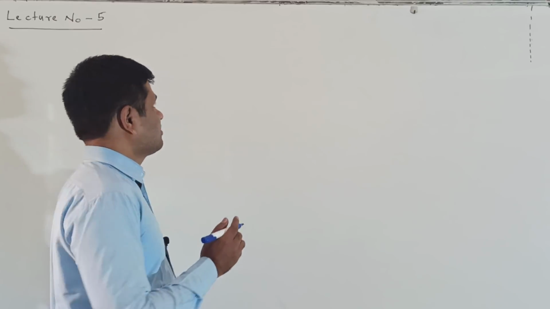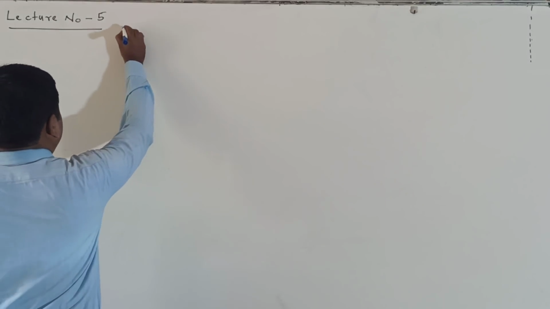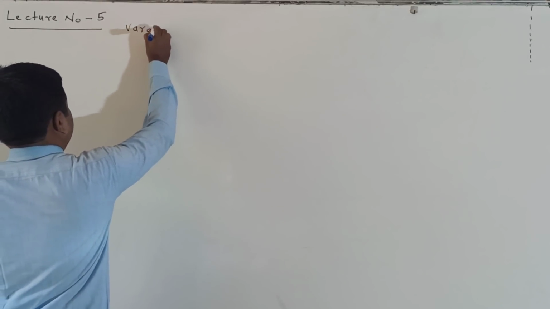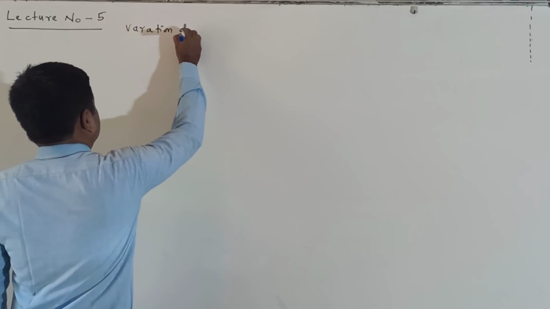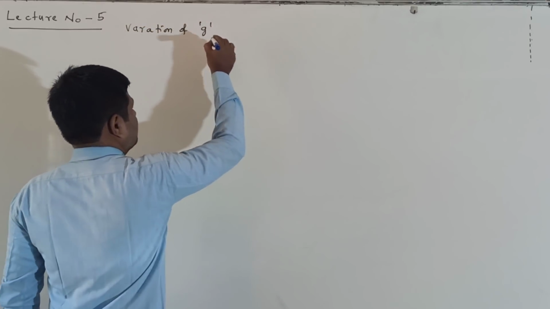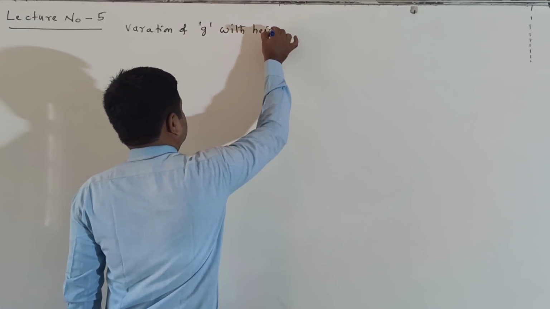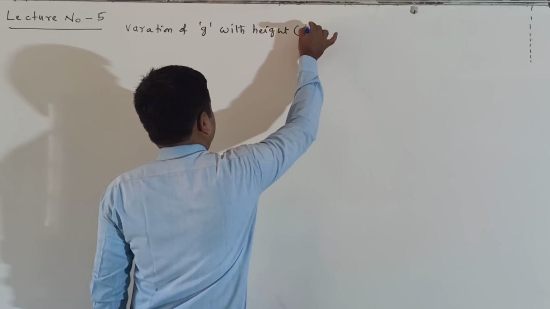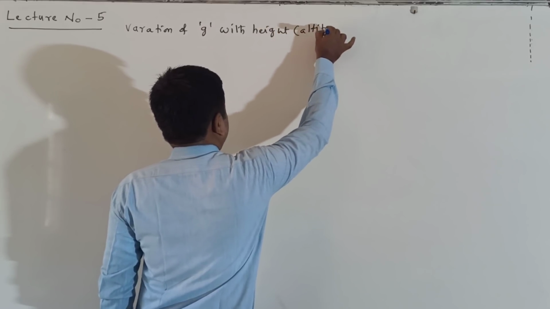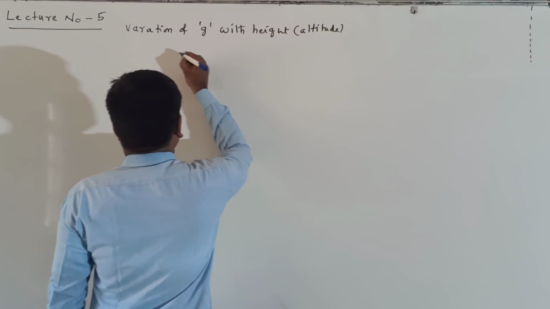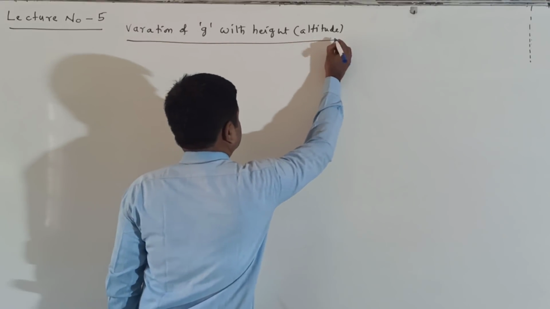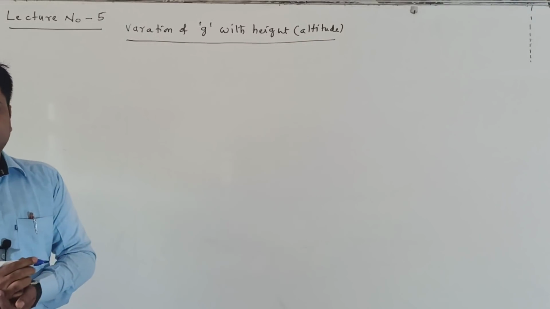In the last class, we discussed the variation of g, the acceleration due to gravity, with height. Height is also called altitude. This was discussed in the previous class. Now, once again, recall this.